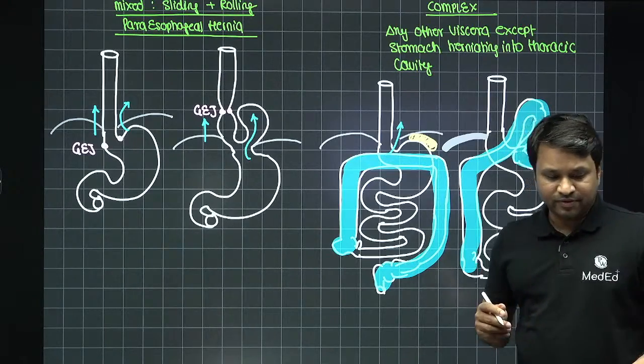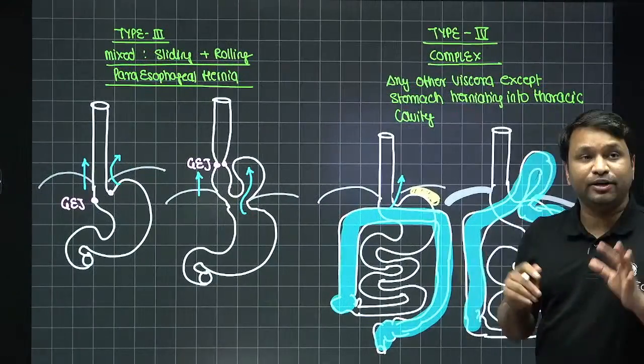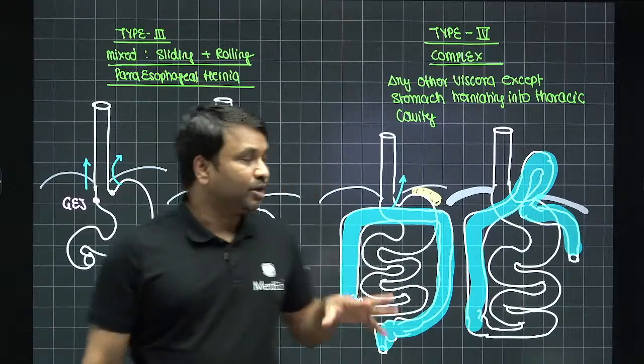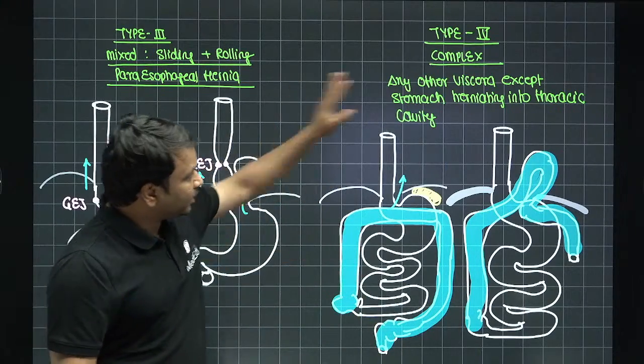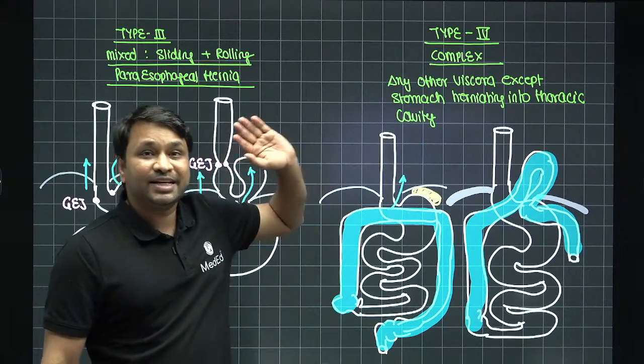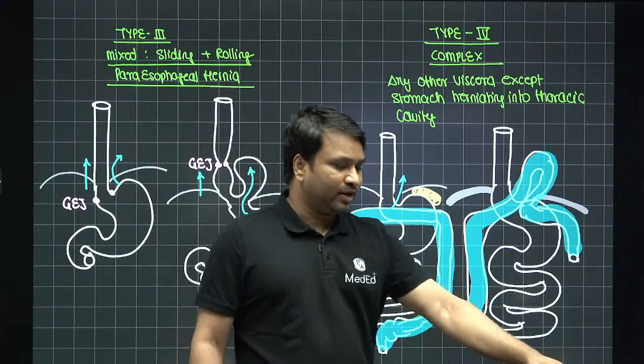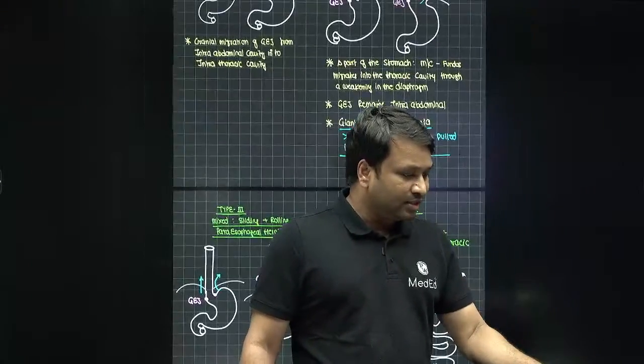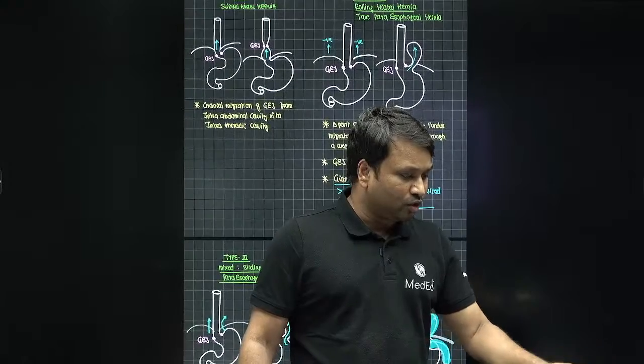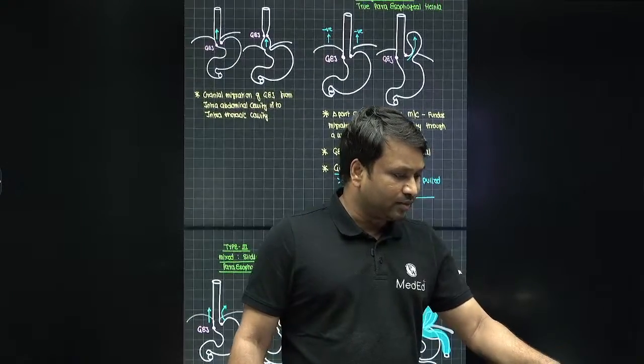So as we have described, in a type 4 variety, we call it a complex variety because now the component which is going to herniate into the thoracic cavity is anything other than the stomach, right? Now this is what we call the type 4 variety. So we have 4 varieties that we have discussed in the context of your hiatal hernias, right? What are the 4 varieties?